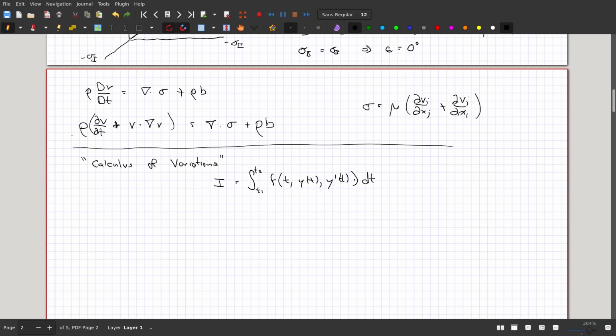But here we have a functional. So this is a function of functions. We have functions inside our integrand. And so the minimum of this is not a value. Like if you have a function and you're trying to find its minimum, it's a value. It's a number, or a set of numbers if it's multidimensional. Here, the minimum of this is not a value, it's a function. And so the entirety of the calculus of variations deals with this.